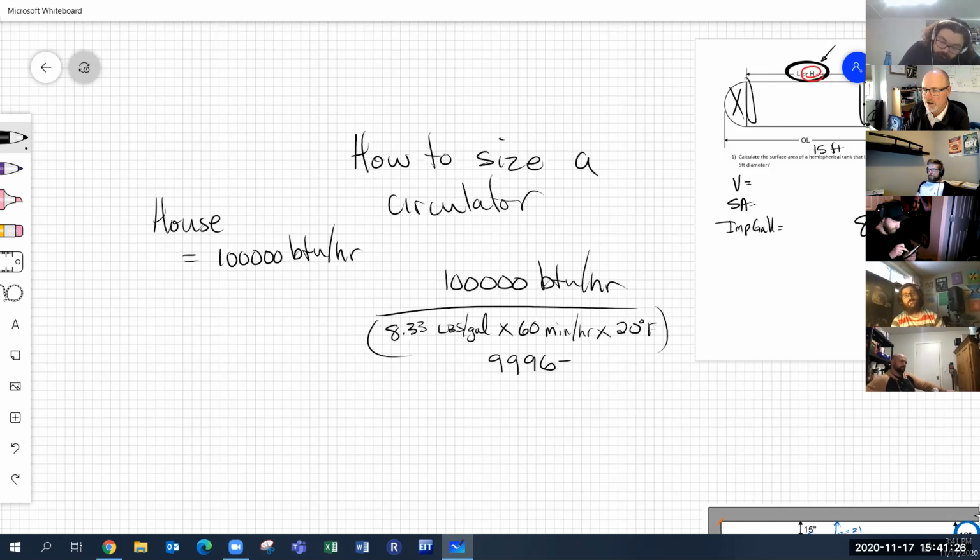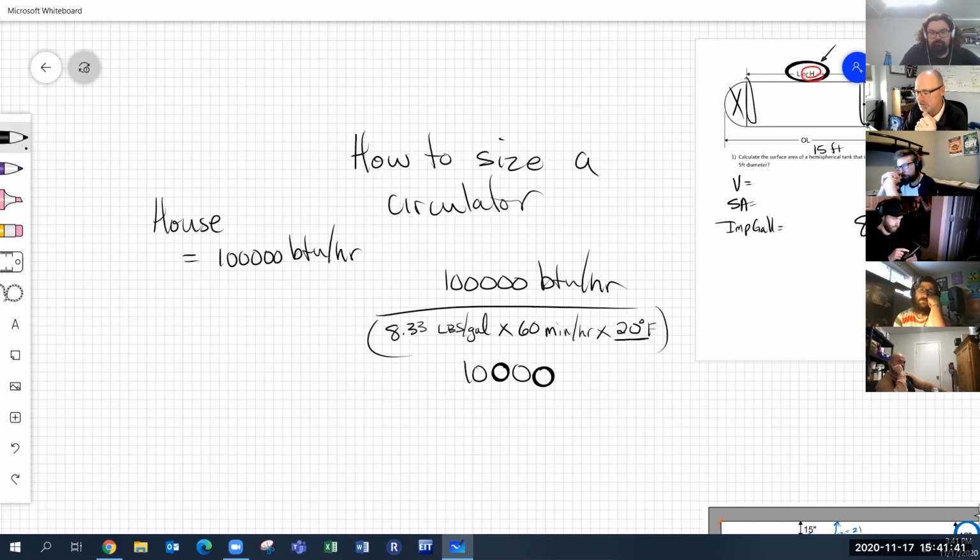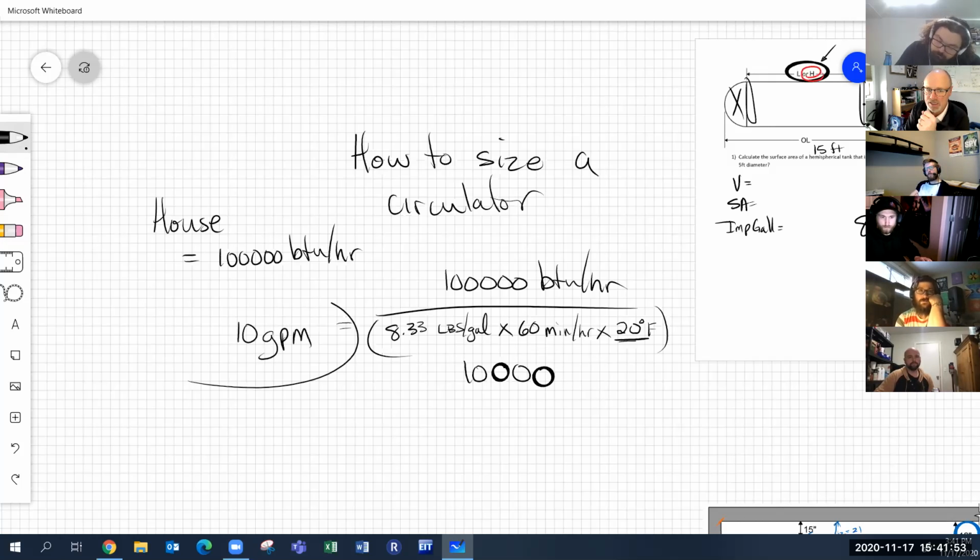Now this bottom part comes out to 9,996. So for sizing purposes, we just make that 10,000. And that is for a standard 20-degree temperature differential on a boiler. That's only if it's 20 degrees. And so this comes out to 10 GPM as our flow for our circulator. And that's how you size your pump. Does that answer your question, Austin? Yes, thank you. Okay.